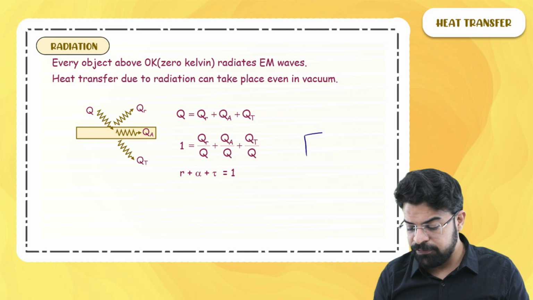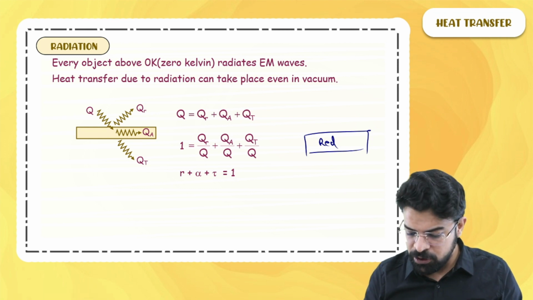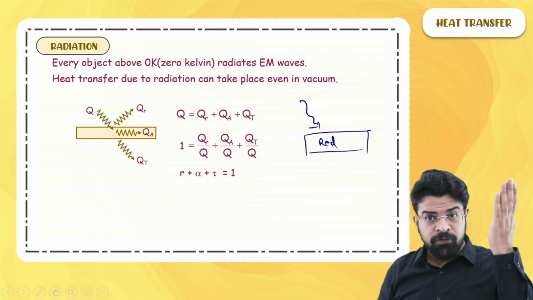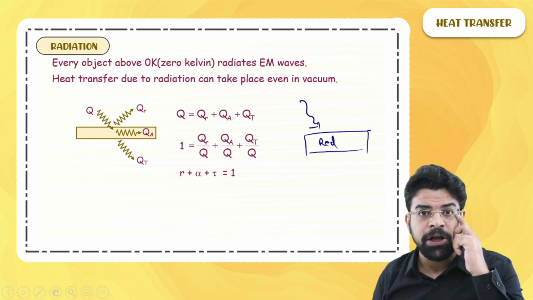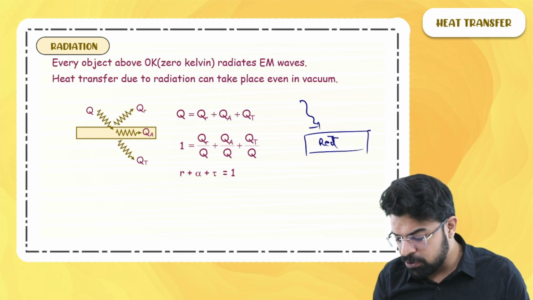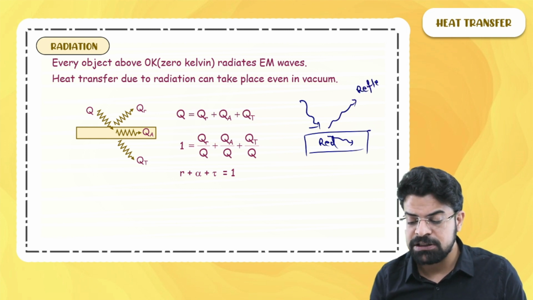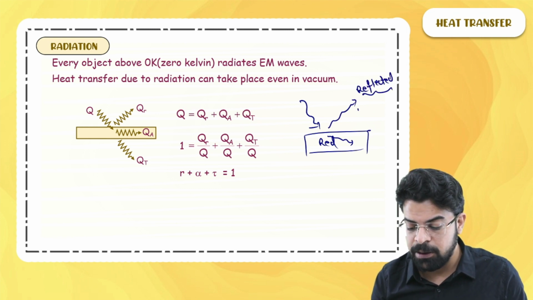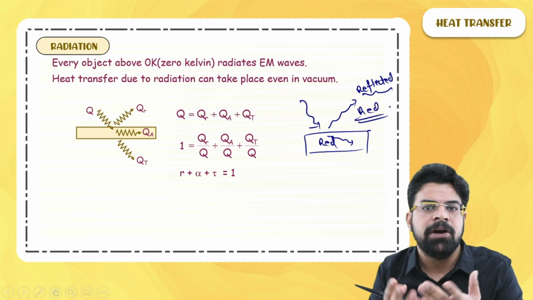Similarly, if we have a red object, we say that this object is red. Why? Because when white light falls on it, the entire VIBGYOR, all the possible radiation that can be detected by the human eye, falls on it. It absorbs some of them and reflects some of them. Now, the combination of all these reflected waves appears to be red. That's why some objects, when placed in white light, appear to be red.